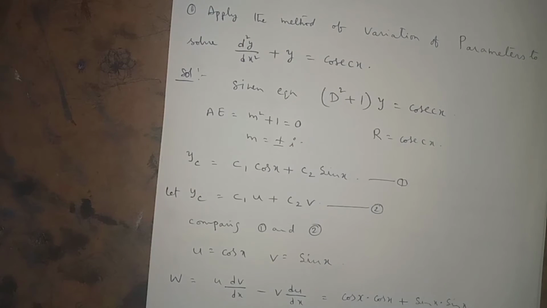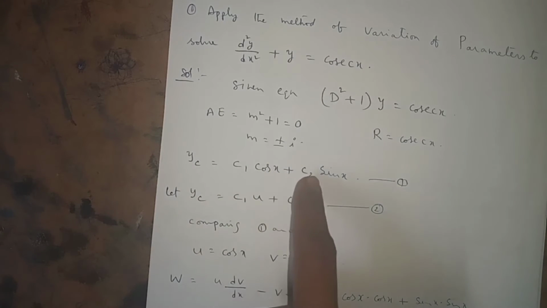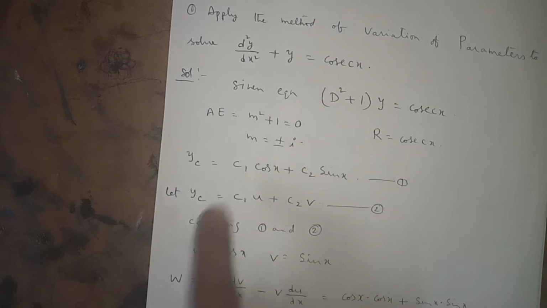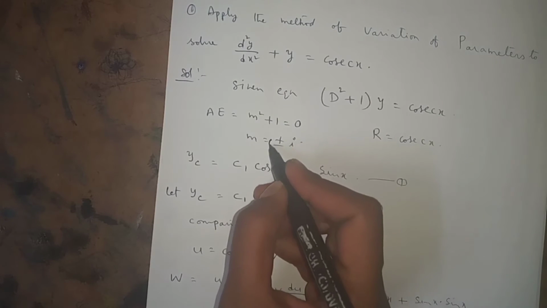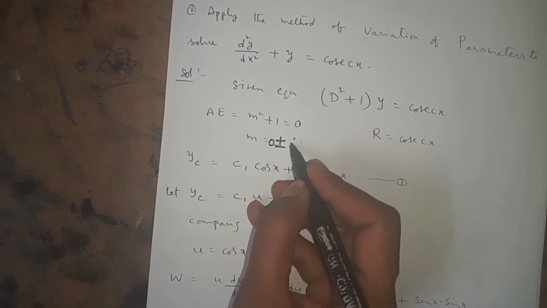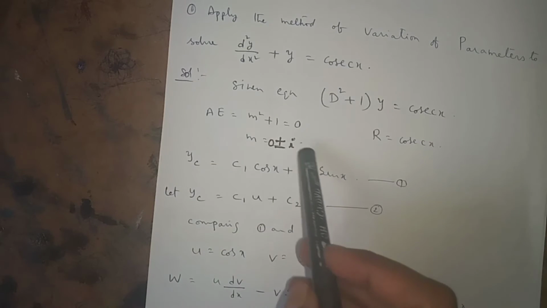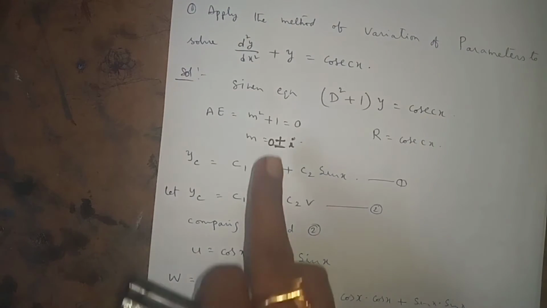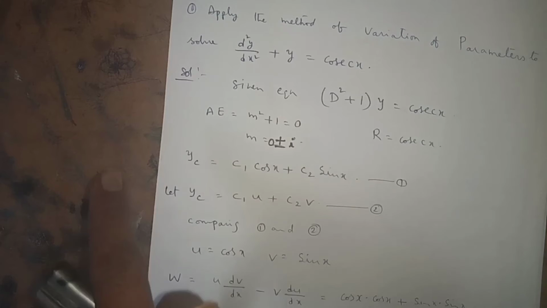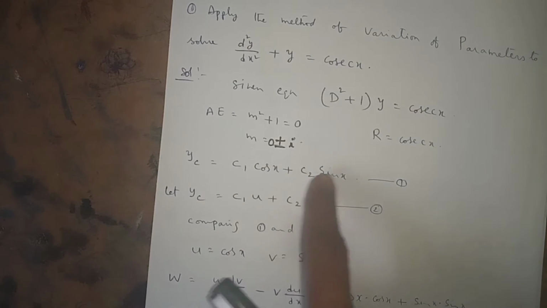Therefore, the complementary function yc is equal to c1 cos x plus c2 sin x, because we have got plus or minus i. What is the meaning of plus or minus i? 0 plus or minus i means e to the power of 0x into c1 cos x plus c2 sin x, because alpha is equal to 0, beta is equal to 1. e to the power of 0x is 1, so c1 cos x plus c2 sin x.